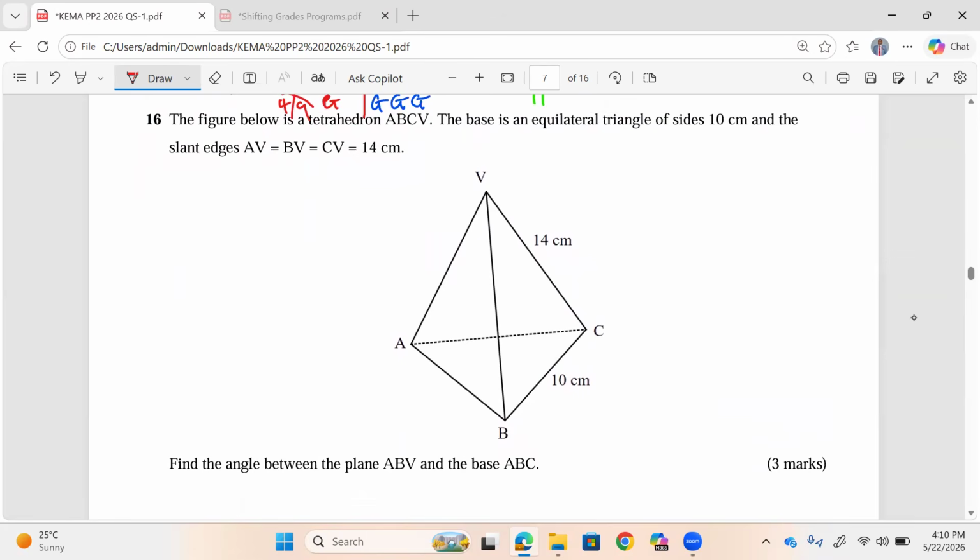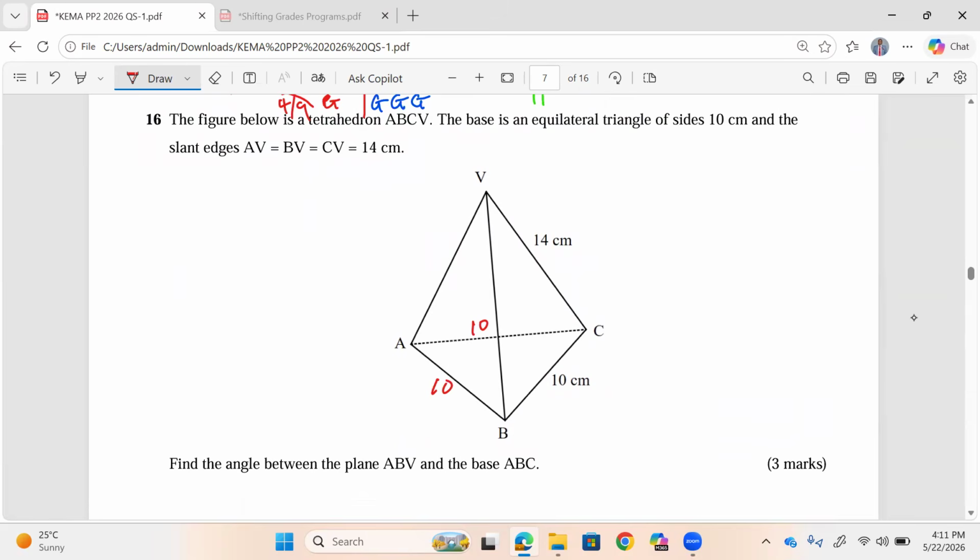The figure below is a tetrahedron, ABCV. You can see where V is. The base is an equilateral triangle of sides 10. So 10, 10, 10, all right? And the slant edges, all of them, are equal to 14. All right. So what do they need now?